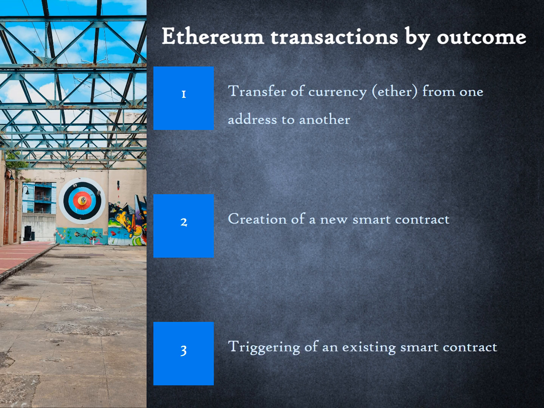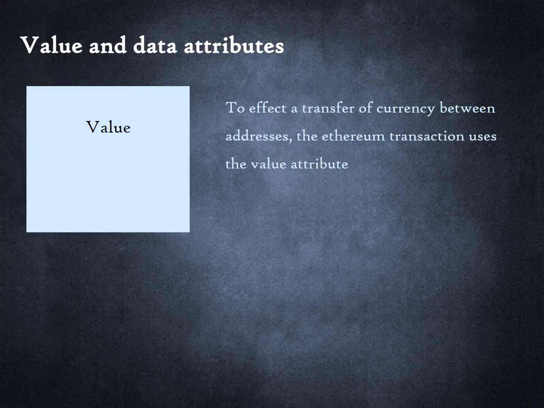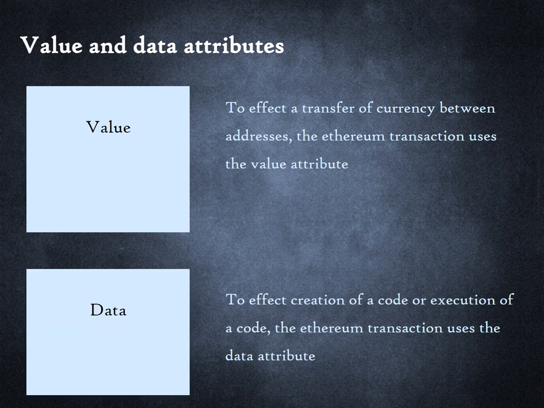In the second and third types, the data attribute of a transaction is used. To effect a transfer of currency between addresses, the Ethereum transaction uses the value attribute. Think of it as an analog of the amount field on a check. To effect creation of a code or execution of a code, the Ethereum transaction uses the data attribute. Think of it as a place on a check where you can write any additional information. The difference, of course, is that in an Ethereum transaction, what you write in the data attribute may not simply be informational. It could create or execute software code.